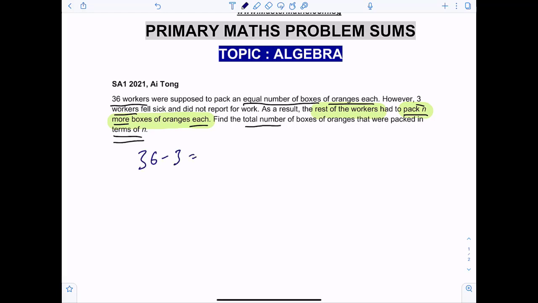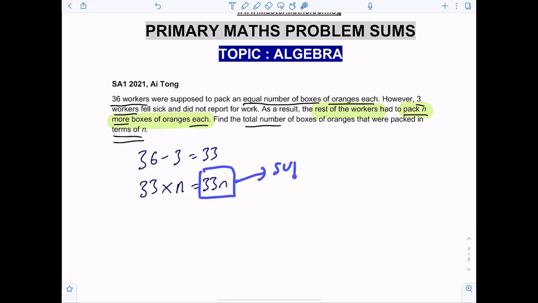How do you get 33? 36 minus 3. The extra n boxes for each of the 33 workers was actually supposed to be packed by these 3 workers. Okay, so how many extra boxes do these 33 workers have to pack? It will be 33 multiplied by n, right? Because each of them has to pack n more boxes. So that is 33n.